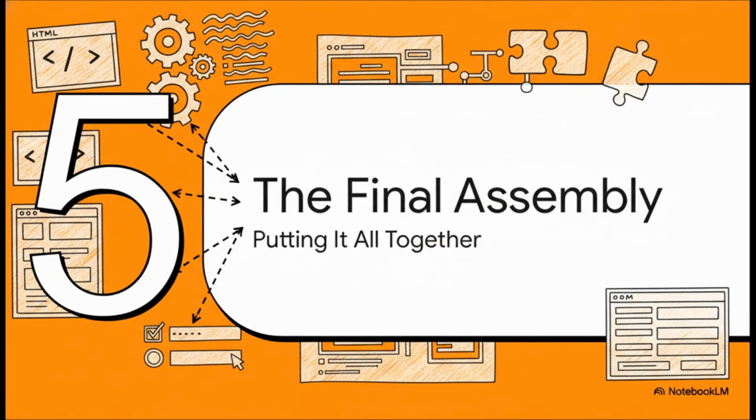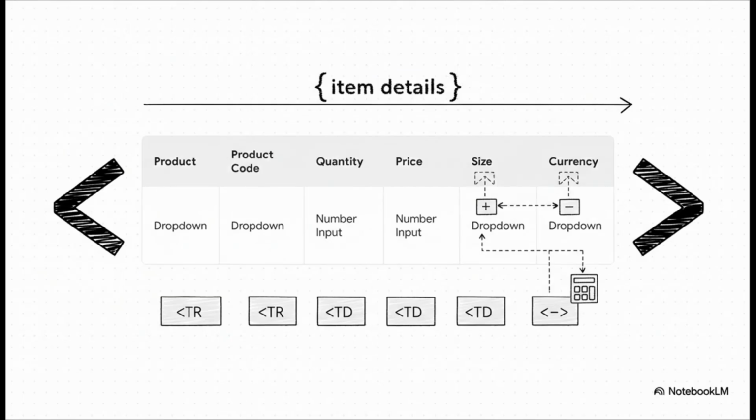All right, so we have all our pieces. We've got the HTML skeleton, the slick CSS design, and all the interactive form elements. The final step is to assemble all of it into one cohesive, complex application. Now, a really important part of this advanced form is that item details section. To create that organized, grid-like layout, we use an HTML table. This is what lets us arrange all the labels and different kinds of inputs, like drop-downs for products and number fields for quantity, into those clean, easy-to-read rows and columns.